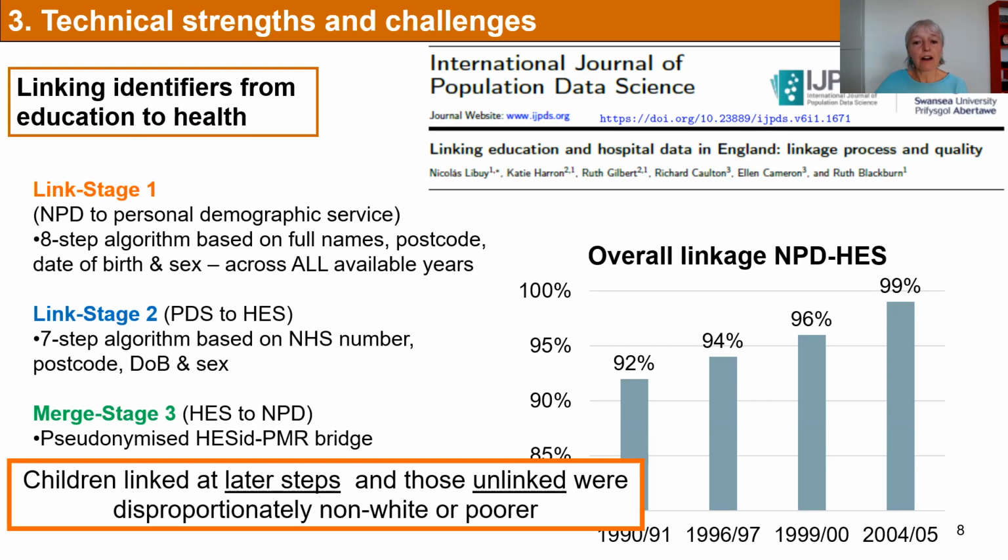However, we did find that children who linked at later steps and those who were not linked at all were disproportionately non-white and poorer. This emphasizes the need for the multiple steps in the algorithm and for quantification of linkage bias, so that where relevant, statistical adjustments can be made to account for mislinks among more disadvantaged groups.